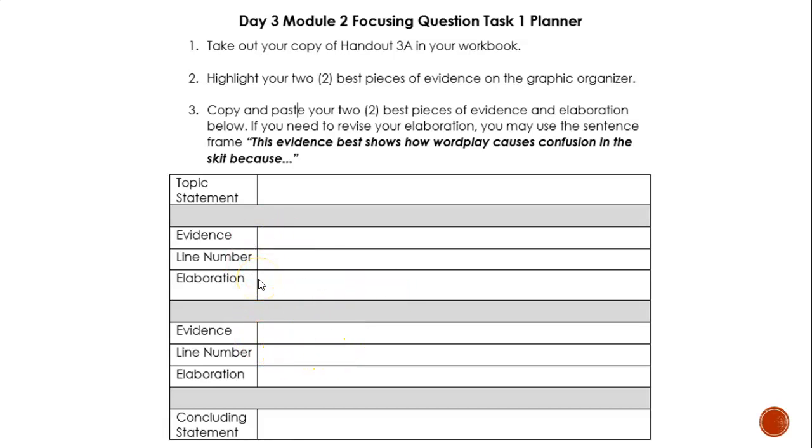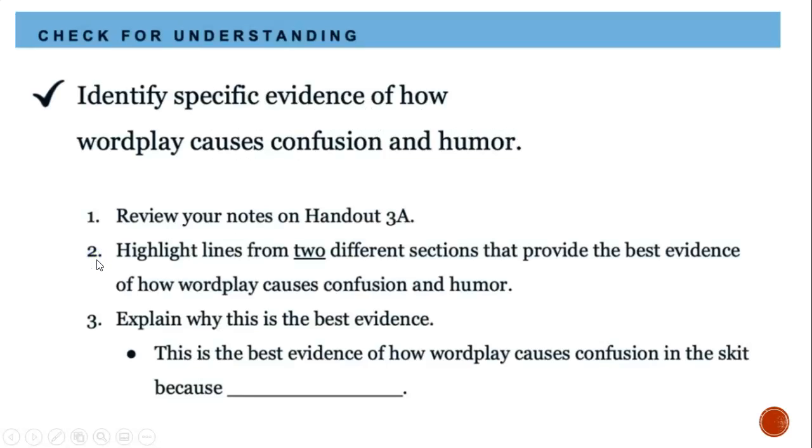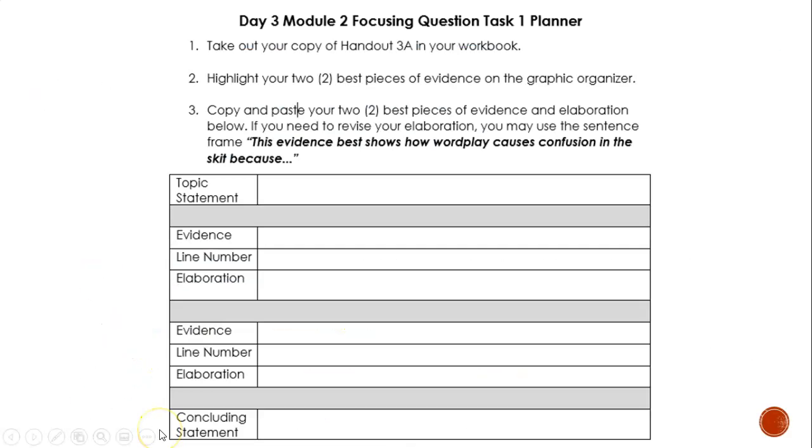Okay, and then, give me one second. You can use this sentence frame here for your elaboration. This evidence best shows how wordplay causes confusion in the skit because, and then you'll explain that here. Okay, we are not going to go on to the next part today. So the only thing that you need to have done in this planner is the evidence, line number, and elaboration. Evidence, line number, and elaboration. Okay, and when you're done with that, you do not need to submit it today because we're going to continue tomorrow. Okay, good job today, and I will see you in school tomorrow.